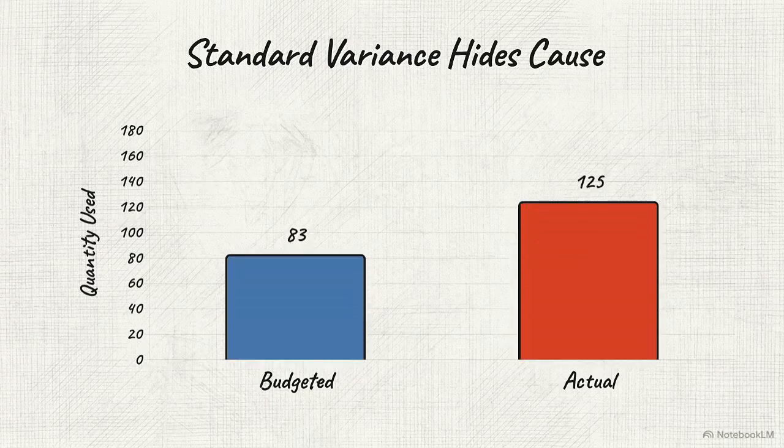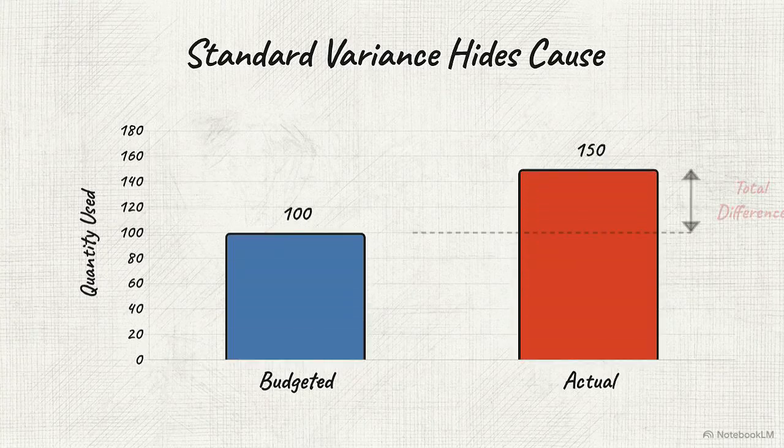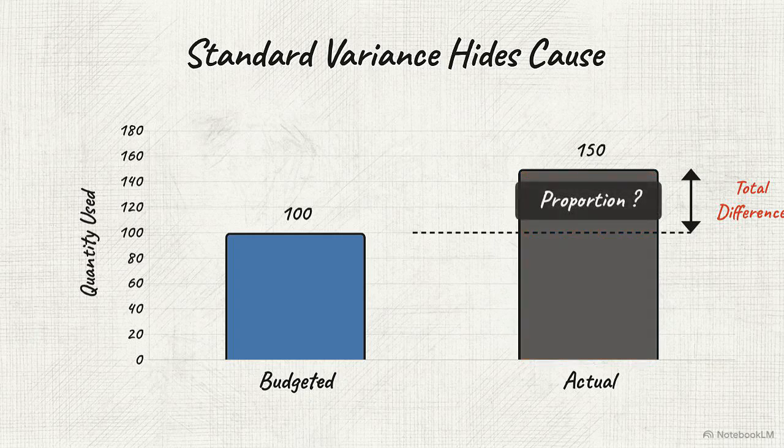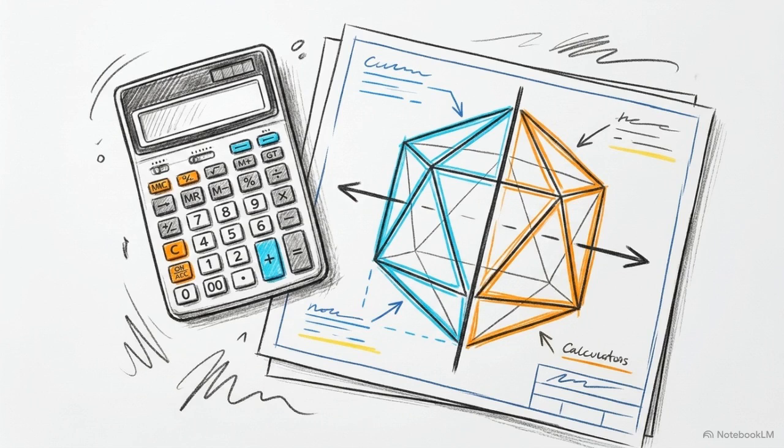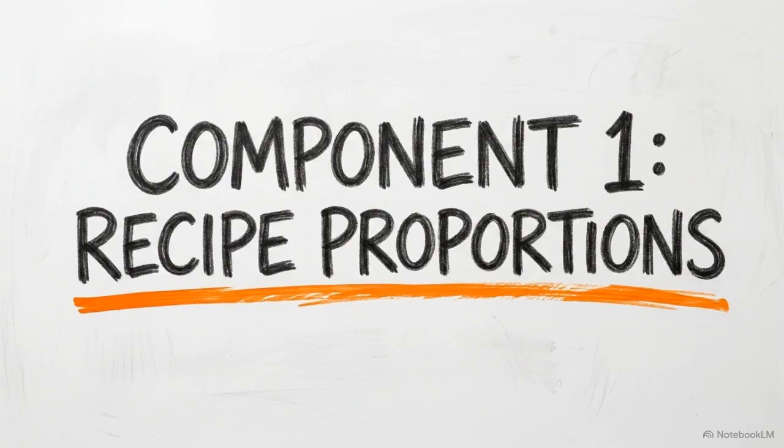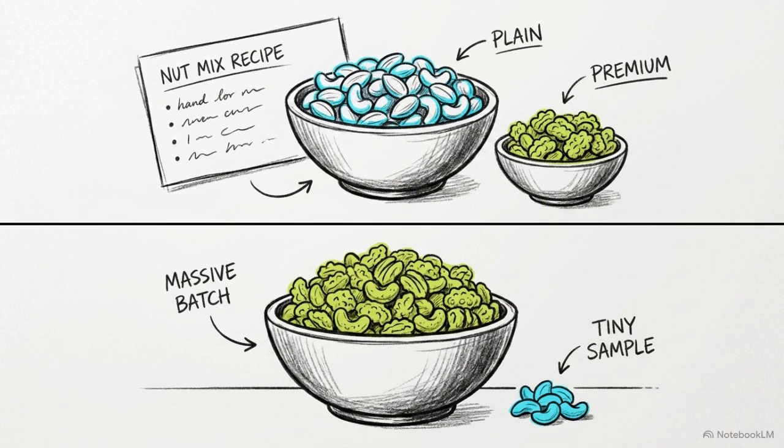The flaw is mathematical. A standard efficiency variance calculates the total difference in quantity used, but it cannot tell you if that cost difference came from altering the proportion of the inputs or simply consuming a greater total volume of materials. To solve this, cost accountants apply mathematical decomposition to split the standard variance into two independent variables. The first component is the mix variance. This measures the specific financial impact of altering the recipe, using a different proportion of cheap versus expensive inputs.